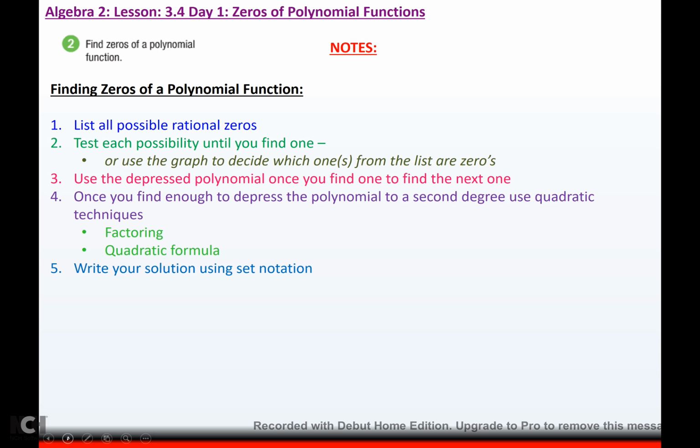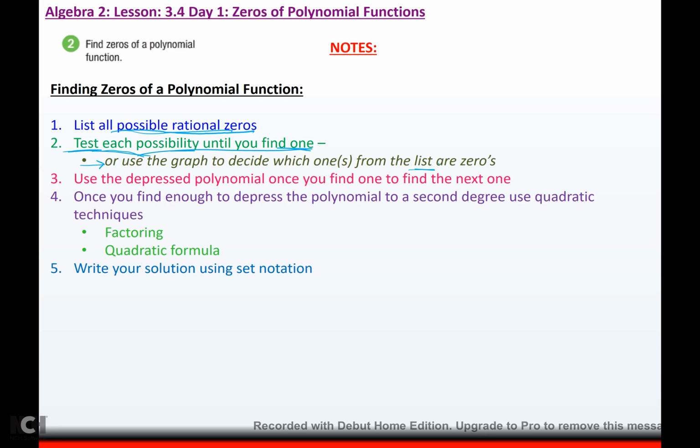Alright, so finding zeros. Now we're going to talk about how to find them. What you do is list all your possible rational zeros, and then you're supposed to test each one until you find one. That can get tedious. Believe me, back in the day, this theorem was awesome. But with the technology we have today, we're going to kind of cheat a little bit. We're going to make our list, but then use the graphing calculator to see which ones from the list are zeros.